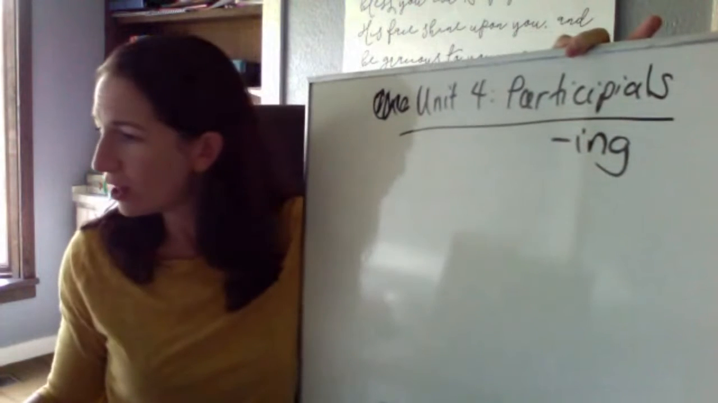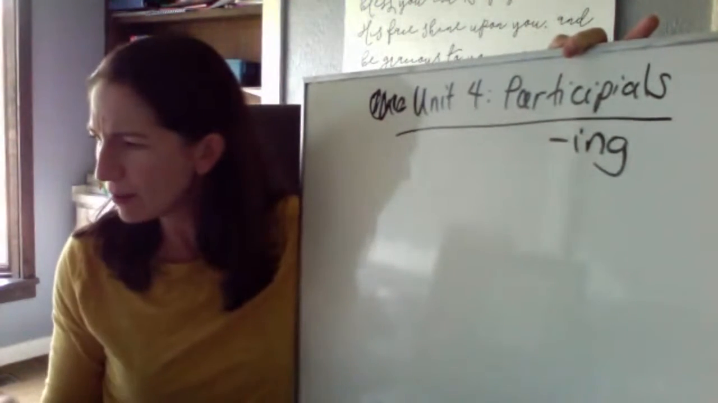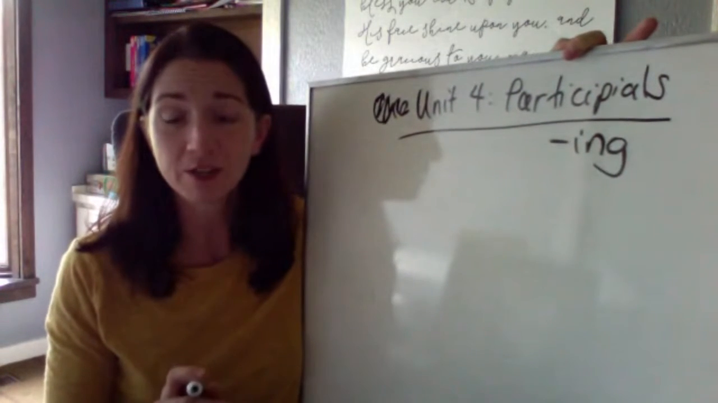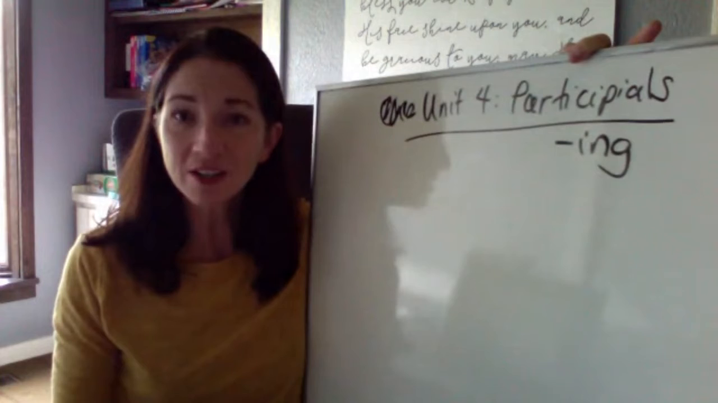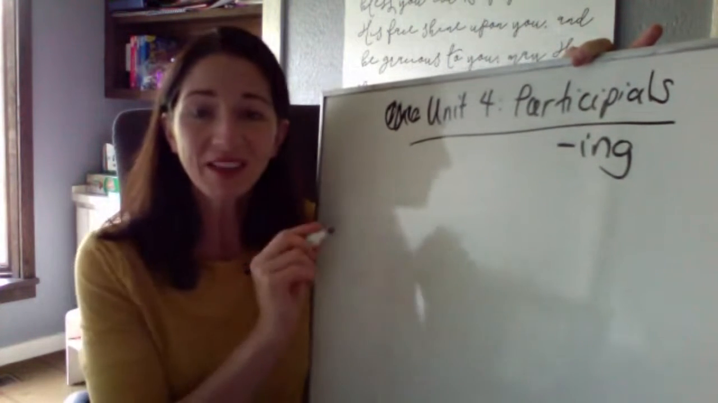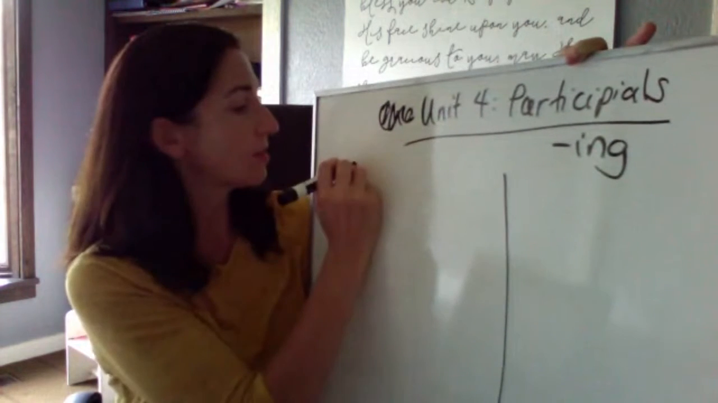You're welcome to follow along in your book. We are right around page 52. Unit 4, around page 52. And I'm going to just go over two uses of participials. First, we're going to use it with causes, and then we're also going to use it with effects.